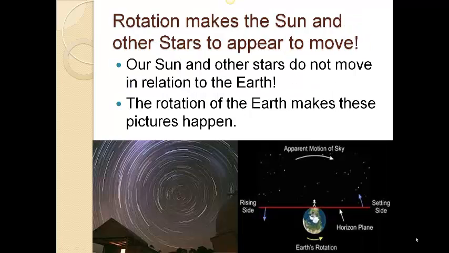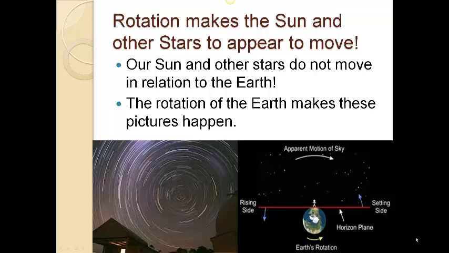Now, rotation makes the sun and all the stars in the sky appear to move. Here is a picture of looking up at the sky. It's what we call a time-lapse video. What they do is they leave the camera on and the aperture open for a long time, and you can see that things appear to rotate around a certain point. Now, our sun and other stars do not move in relation to the Earth. They stay put and the Earth turns on its axis.